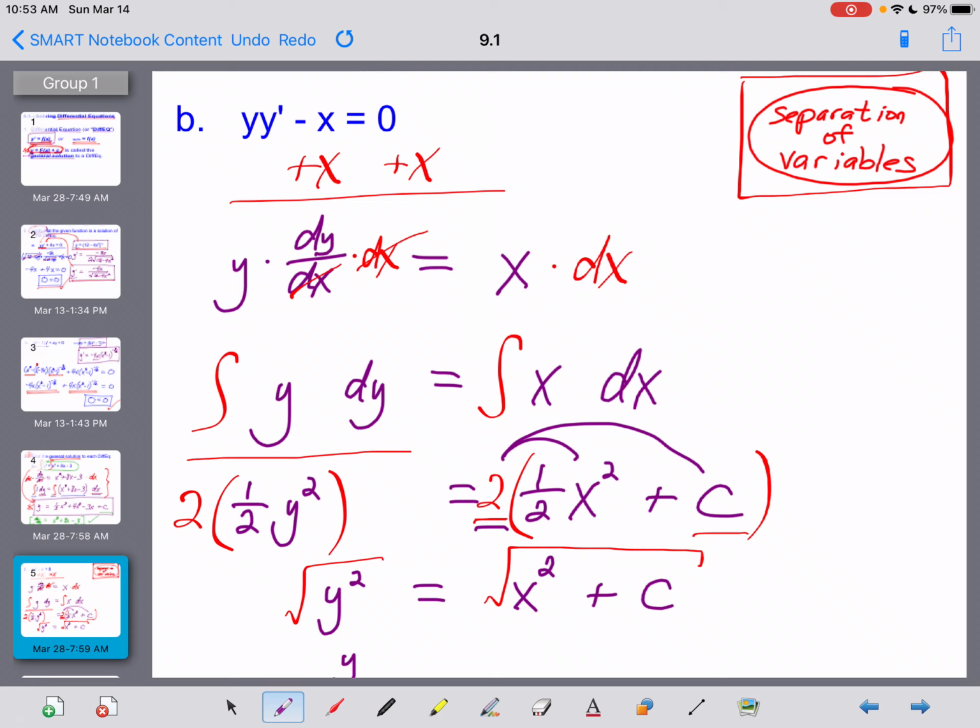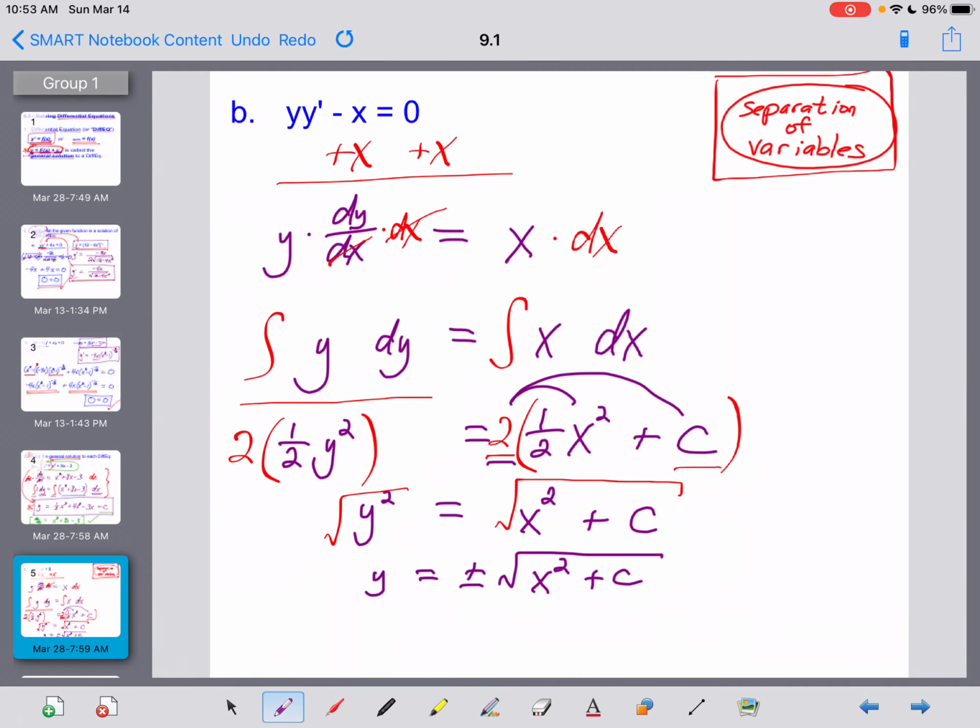So this is going to be y equals. Now, technically, there's a plus or minus there in front of that radical, and this is simply the square root of x squared plus c. And that, everybody, is as much as we can do to clean this up. And that is our solution here to this differential equation. All right. So, fun stuff.